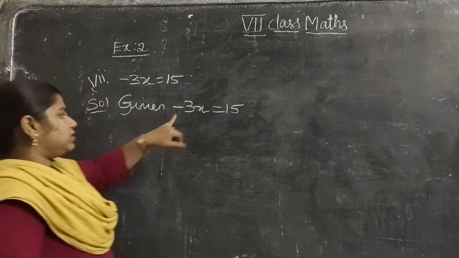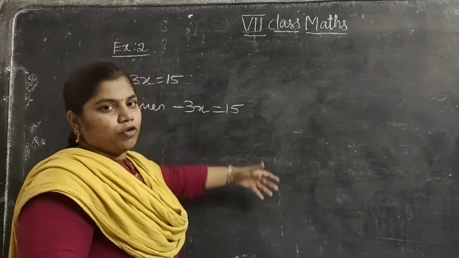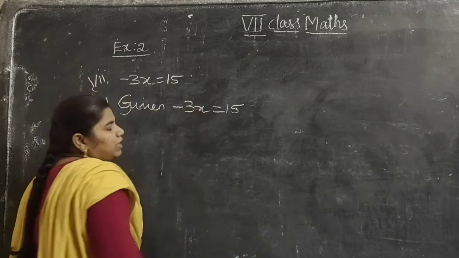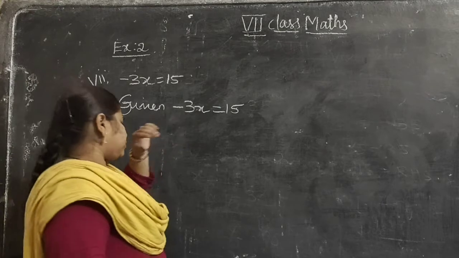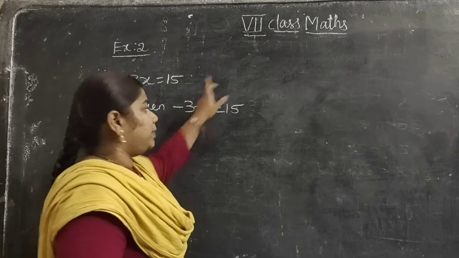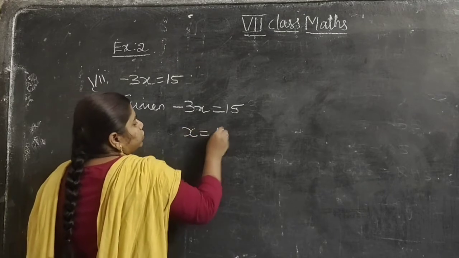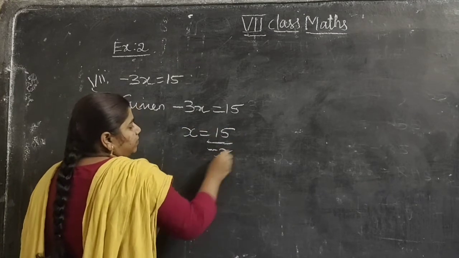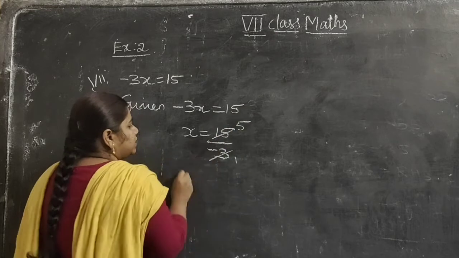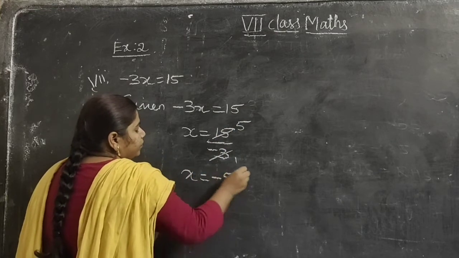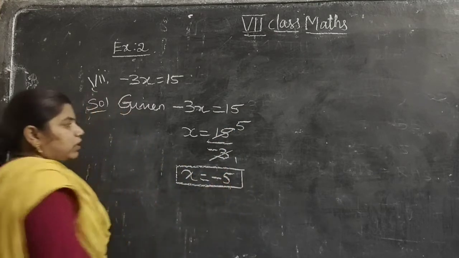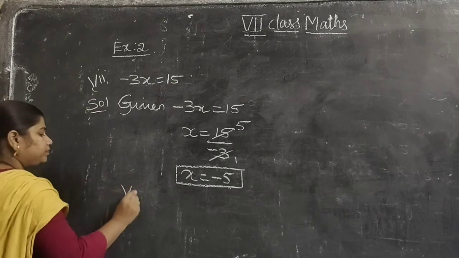Now I am transposing this minus 3 to the other side, that will be in the form of division because the relation is multiplication. So if you transpose multiplication to the other side, that will be in the form of division. So x is equal to 15 by minus 3. 3 ones are 3, 3 fives are 15. So what is the x value? The x value is minus 5. Now we have to check for verification.